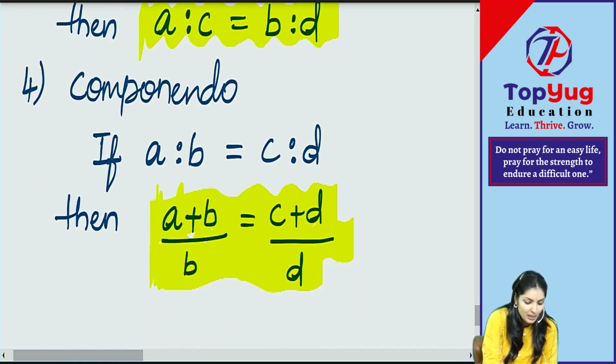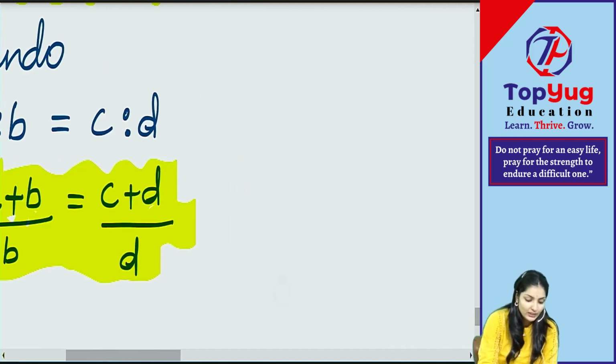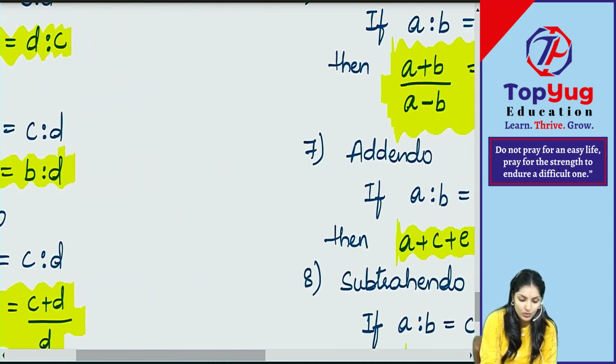Now next one is componendo. In componendo, what happens is, in the numerator you add both the terms, denominator is as it is. Componendo, A plus B by B is equal to C plus D by D. Am I clear?